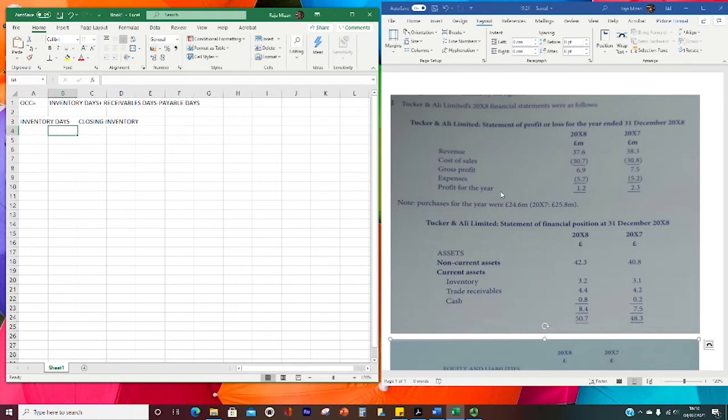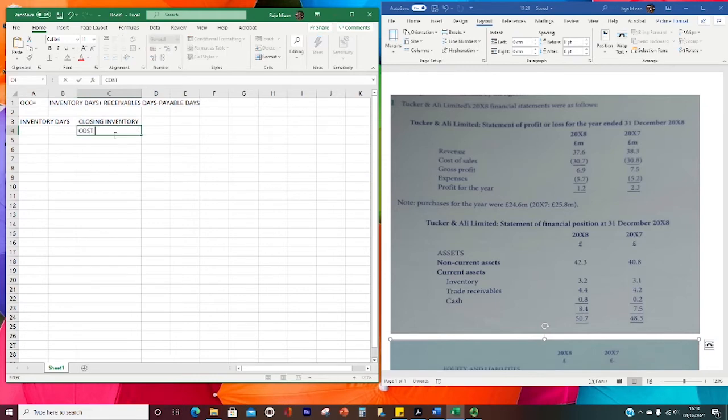cost of sales and times 365. That's the formula. So now I'm going to put the figures there. Closing inventory for, let's make it 2 years as well. So I'm going to do it here actually. 20x8 and then 20x7. All right. So for 20x8, the figure of closing inventory is 3.2 mil, and the cost of sales is 30.7 mil times 365.